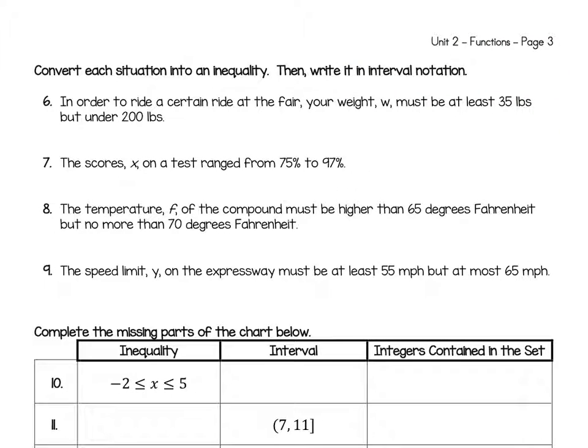The directions in questions 6 through 9 tell us that we need to convert each situation into an inequality, then write it in interval notation to make the connection between the two. So number 6 says, in order to ride a certain ride at the fair, your weight, W, they're giving us a variable, must be at least 35 pounds, but under 200 pounds. Okay, so we know that the lower limit must be 35, but the upper limit is 200. And since W is the variable they asked us to use, let's put that in the middle.